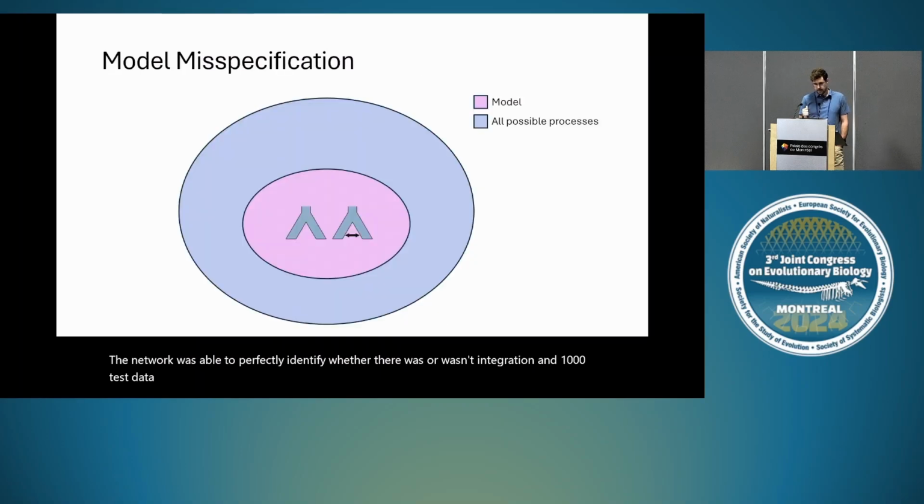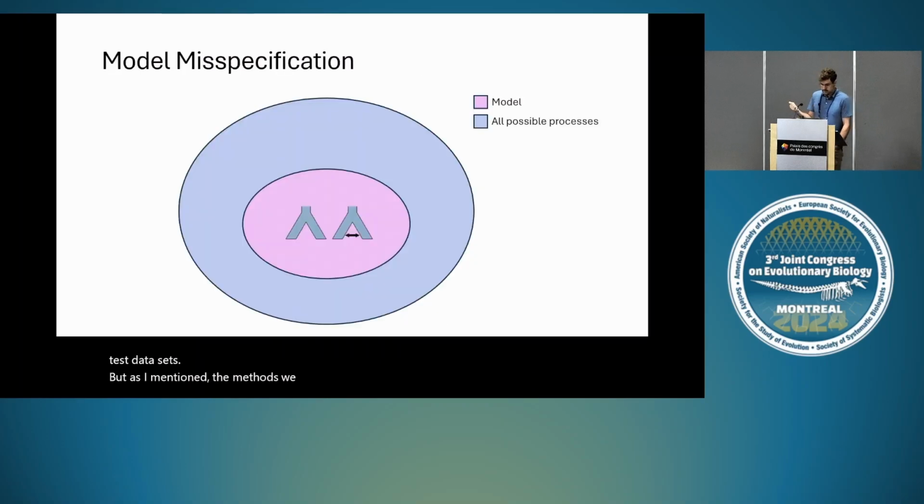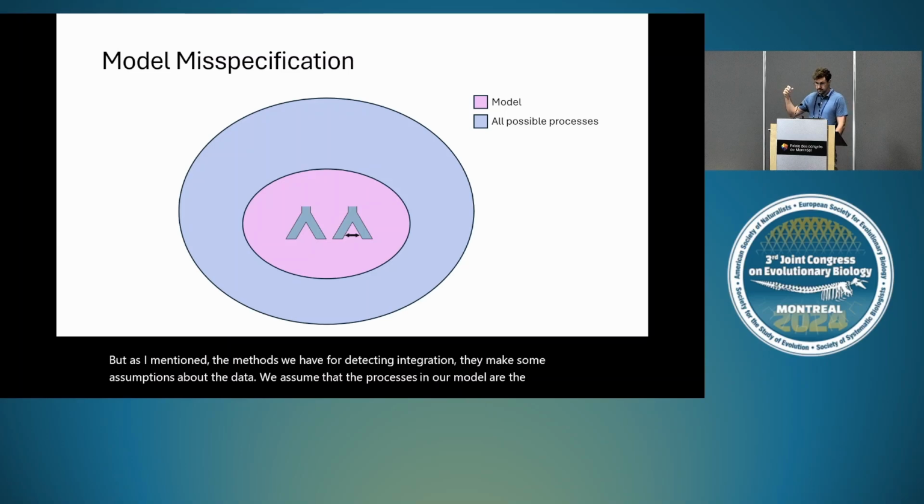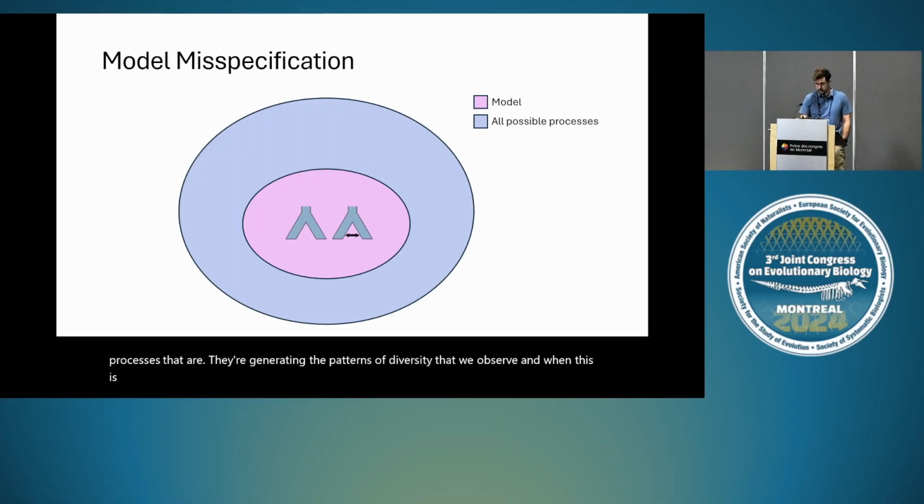But as I mentioned, the methods we have for detecting introgression make some assumptions about the data. We assume that the processes in our model are the only processes that are generating the patterns of diversity that we observe. When this is violated, we get model misspecification, and that can have a negative impact on the performance of our methods.